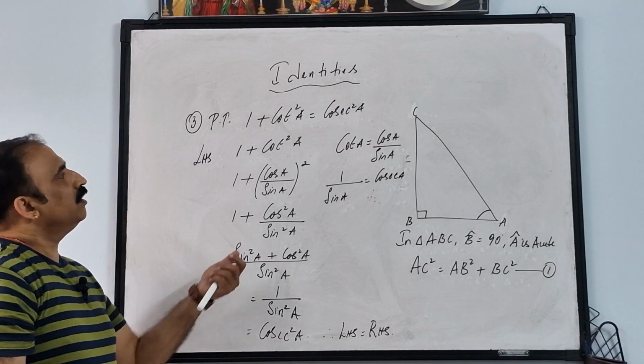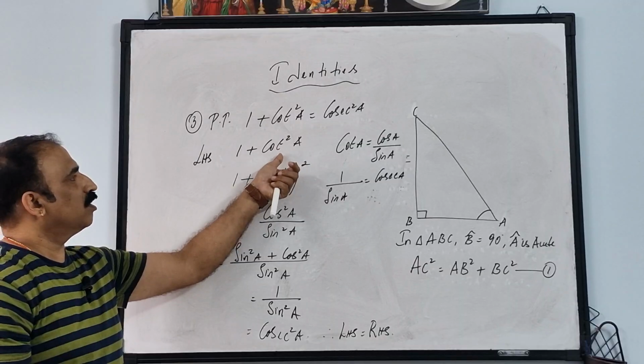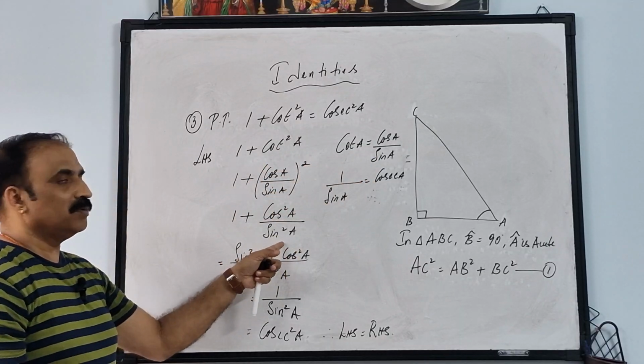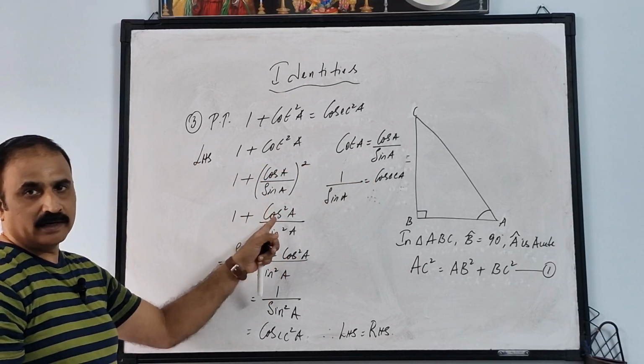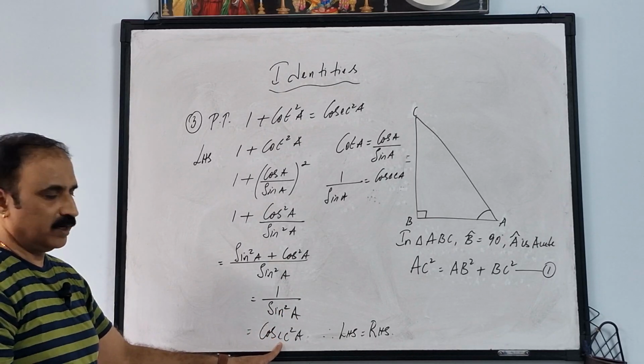Both of them had the same thing. Only difference was that in sin and cos, tan was sin by cos, here cot was cos by sin. Then the normal procedure, take LCM, go back to the first identity, apply the identity value, reciprocal it, you get it as cosecant square a.